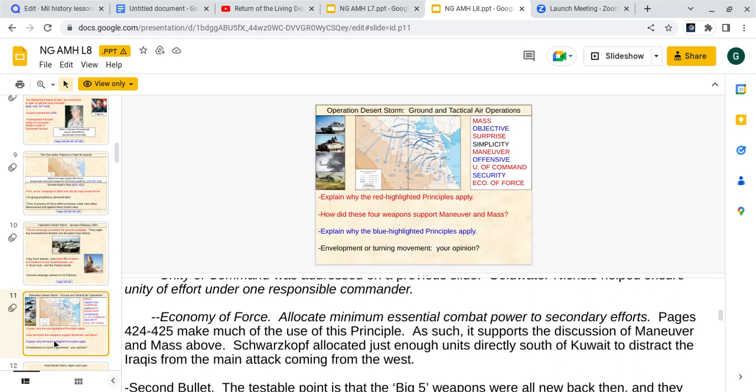So basically just the stuff we've been talking about for the last 8 lessons. Understand that Desert Storm used mass, surprise, maneuver, unity of command, and economy of force, thanks in part to the Goldwater-Nichols Act giving unity of command and also new technology in the form of tanks and helicopters and better flying technology.